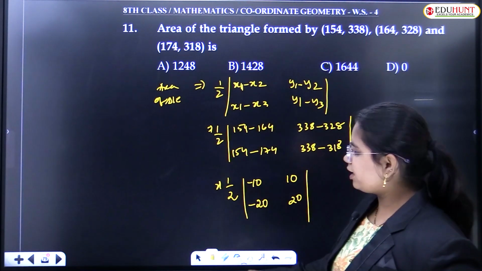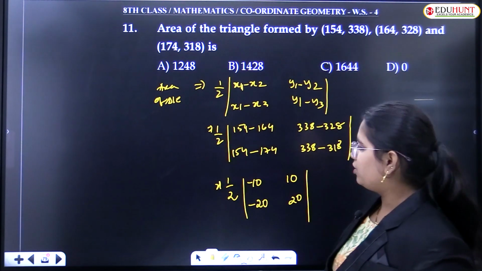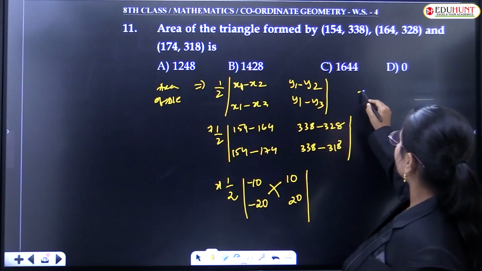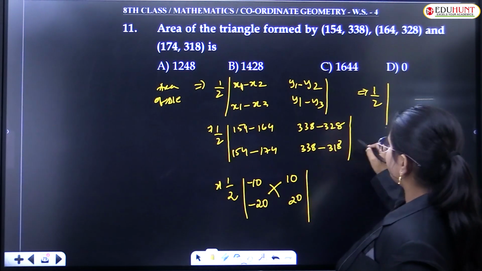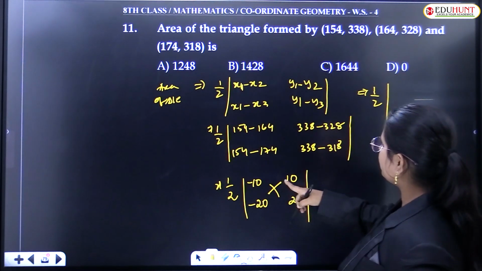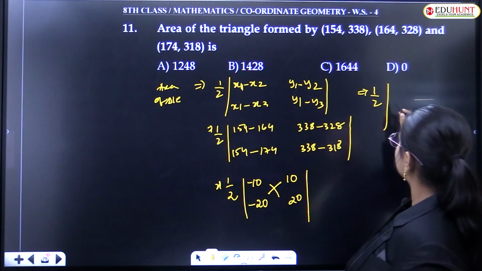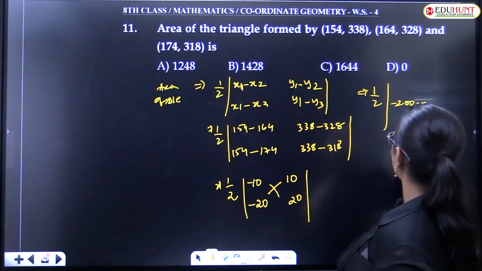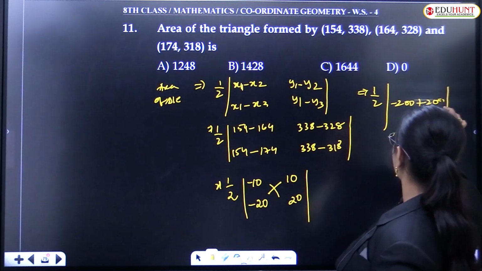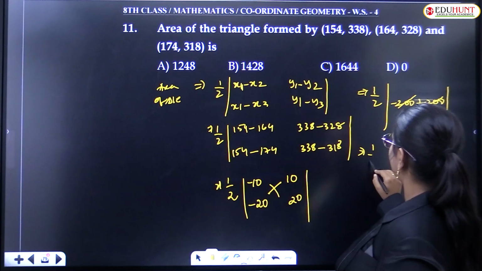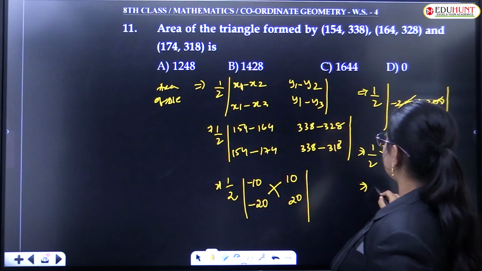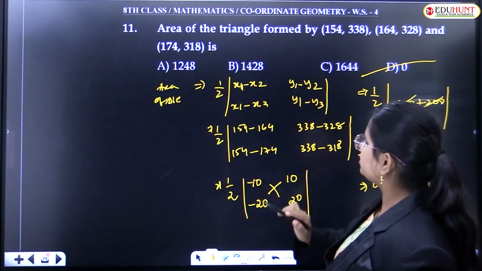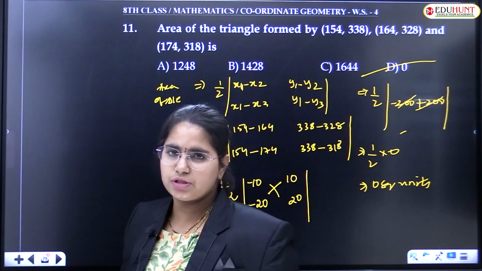Take minus common in the first column. Anyhow, just multiply these both. So what are you going to get? Half, minus 10 into minus 20, AD minus BC, which is minus 200, minus into minus plus, which is plus 200. Cancel. So 1 by 2 into 0, which is 0 square units. So what is the answer? Option D.